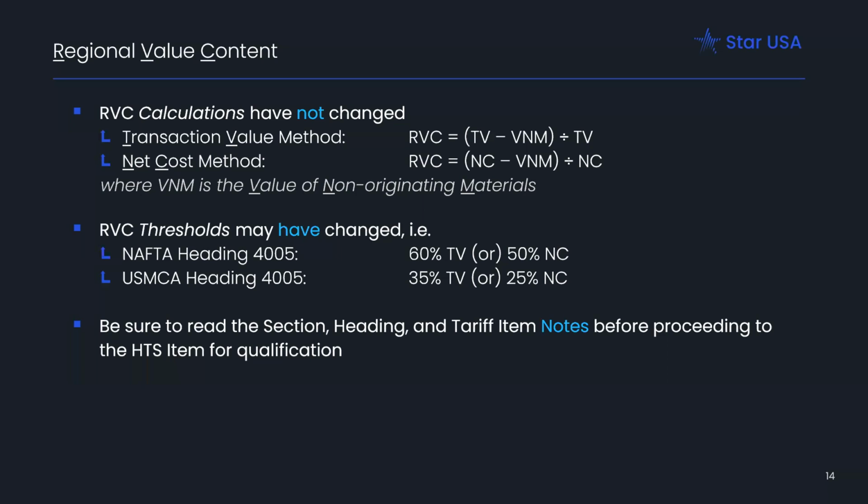And absolutely, you want to be sure that you're reading the section, heading, and tariff item notes before looking at the HTS item for qualification. They will include particular restrictions or additional considerations higher up in the rules of origin under the USMCA before they actually identify the specific rule. So you always want to make sure you're reading the text before you're just jumping ahead to the specific tariff item level in the USMCA rules of origin.